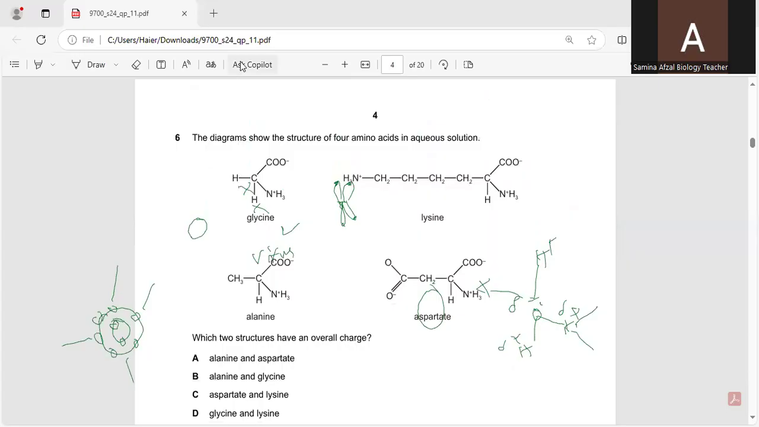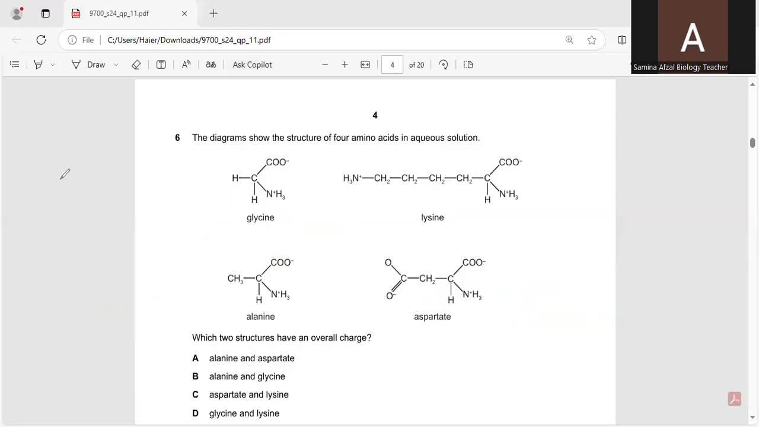Question number 6. The diagram shows the structure of 4 amino acids in aqueous solution: glycine, lysine, alanine, and aspartate. Which two amino acids have an overall charge? Glycine has minus and plus charge, so they will cancel the effect of each other. So this is not the correct option. And alanine will also have a single effect, the cancellation of each other.